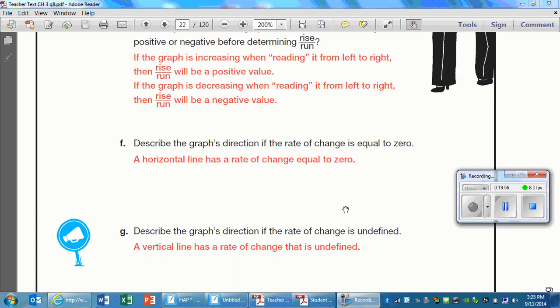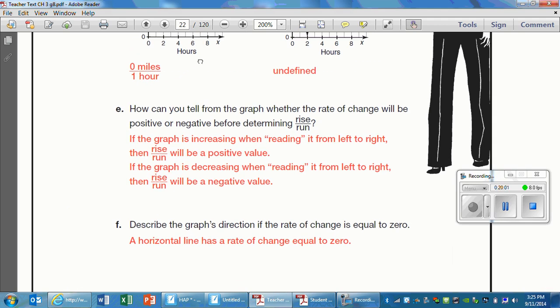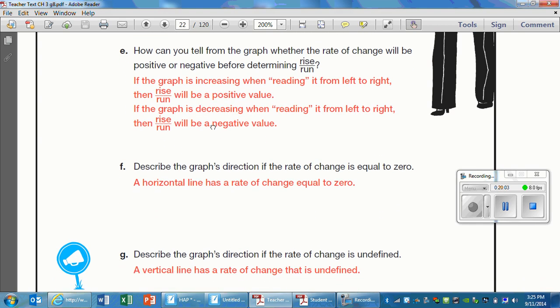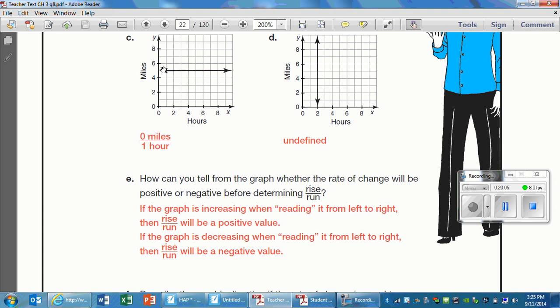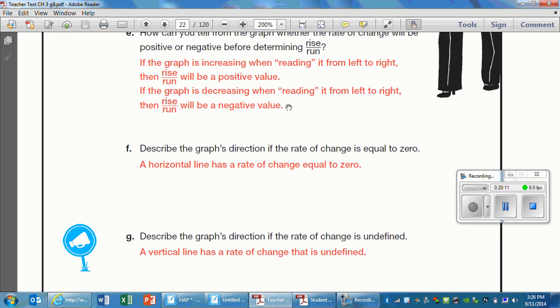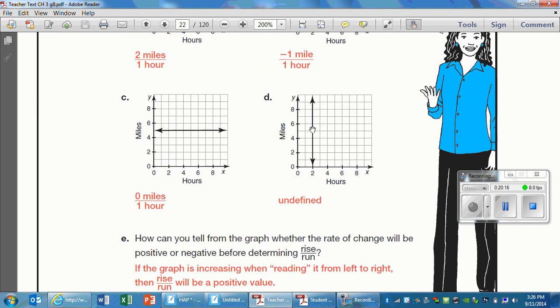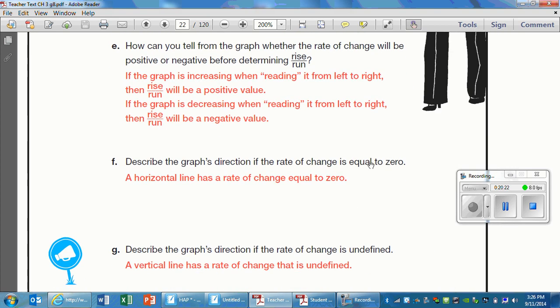F, describe the graph's direction if the rate of change is equal to 0. So if the rate of change is equal to 0, then it's horizontal. Remember, we've been practicing horizontal, vertical, horizontal, vertical. All right, and then G, if it's undefined, then it's a vertical line. So 0, horizontal. Undefined, vertical.